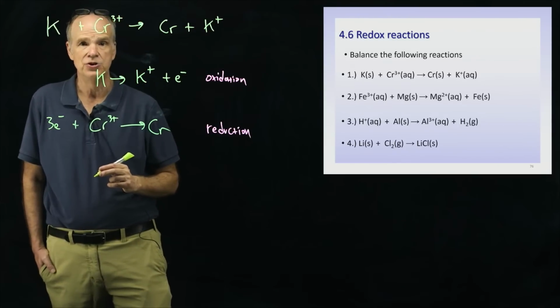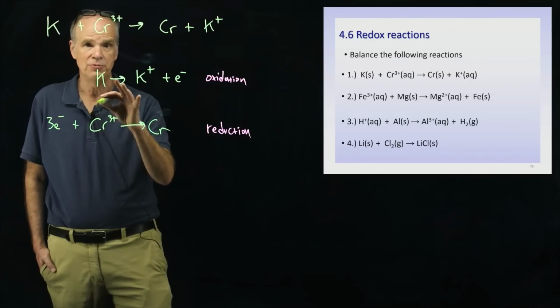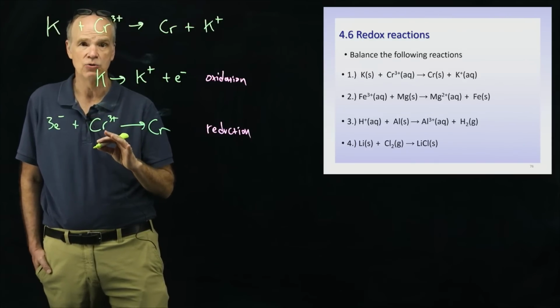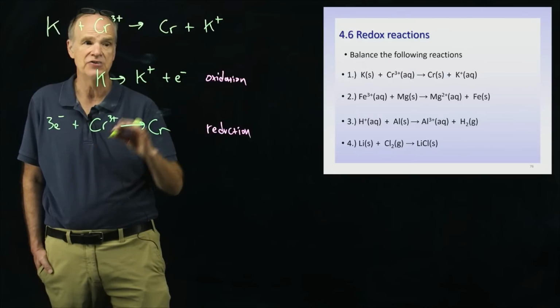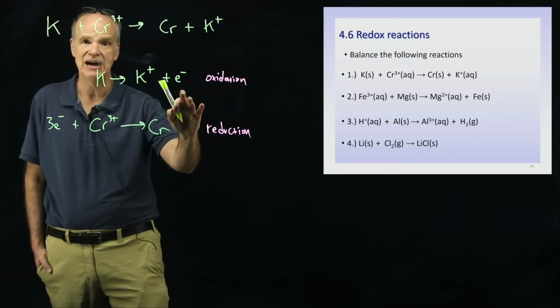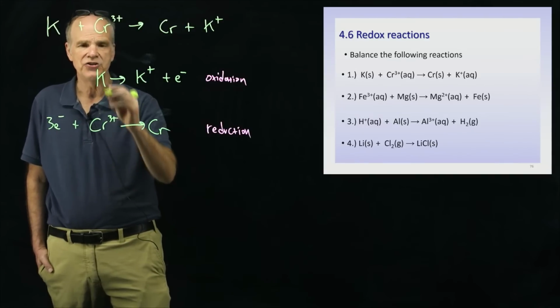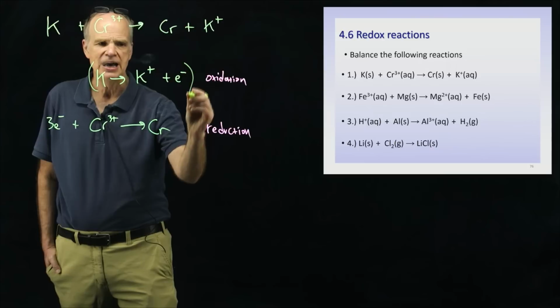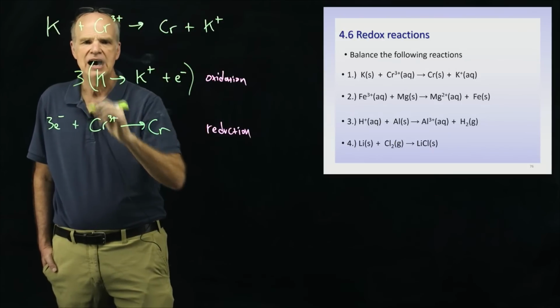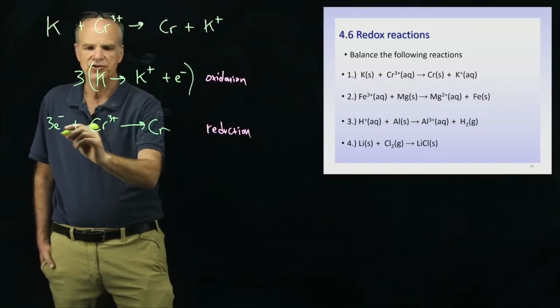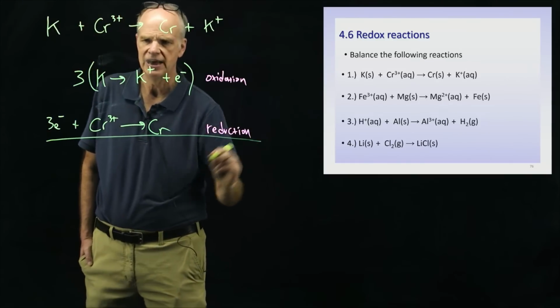What we have to do is multiply half reactions by coefficients if needed, such that the number of electrons lost by the oxidation reaction is the same as the number of electrons gained by the reduction reaction. So I think what you can see is that you end up having to multiply the oxidation half reaction by 3. So let's see why we might go ahead and do that.